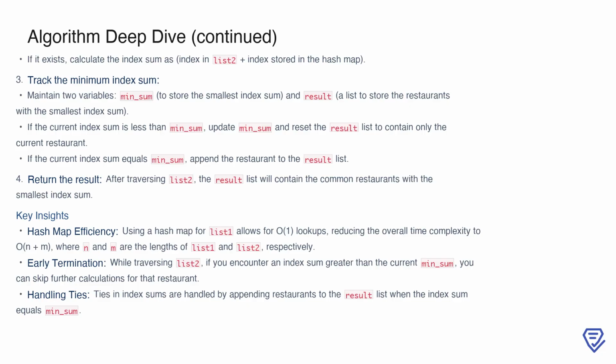To keep track of the smallest index sum, we maintain two variables: min_sum to store the smallest index sum encountered so far, and result, a list to store the restaurants that achieve this minimum.